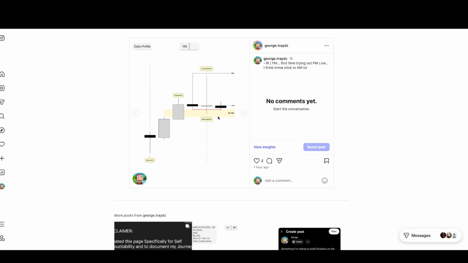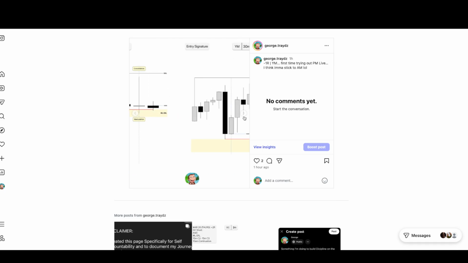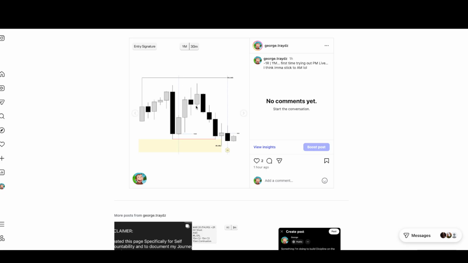Expansion, consolidation, manipulation, looking for the expansion, consolidation. 10 a.m., no wick, price comes down, sweeps out the consolidation low, gives us a 30-minute C2 outside of this gap. That's sending us into the 1400 candle.